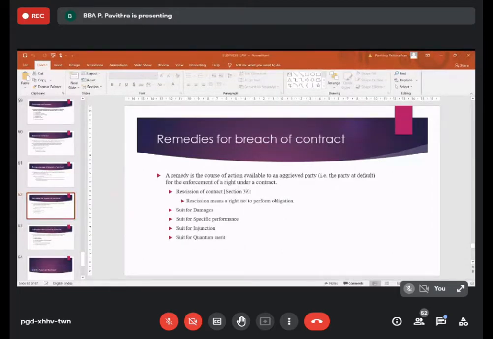So let me continue. Yesterday I was talking about rescission of contract. Next one is suit for damages. And in suit for damages, what are the compensations in case of those damages, right? Next is suit for specific performance. Now, what is this specific performance?